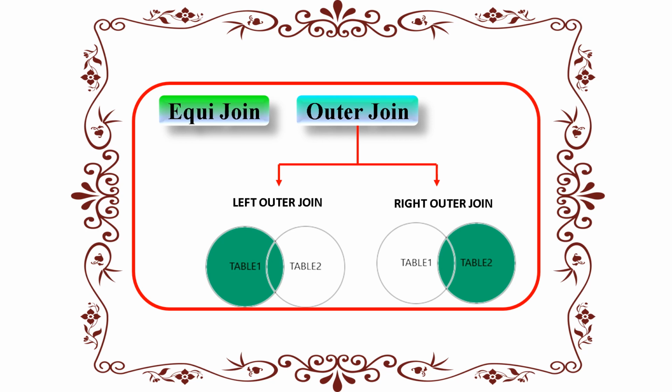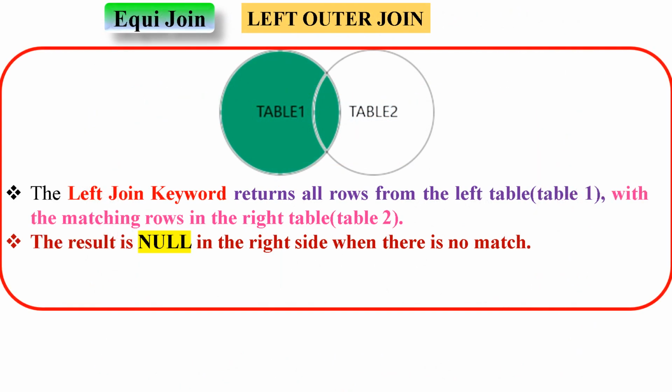Let's learn about the outer join. Outer join is classified into left outer join and right outer join. Let's learn about the left outer join. The left join keyword returns all rows from the left table, table 1, with the matching rows in the right table, table 2. The result is null in the right side when there is no match.